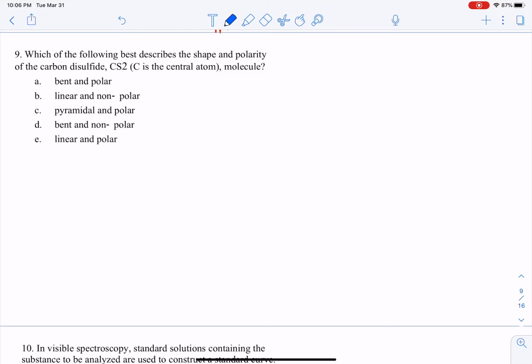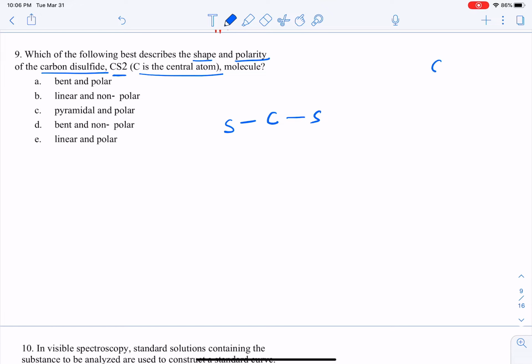Let's read this question. Which of the following best describes the shape and polarity of carbon disulfide? What we have to ask is shape and polarity. So, marking the important lines in the question, that's CS2. Again, C is the central atom. You need to find the molecule, so we'll make C the central atom and make single bonds.